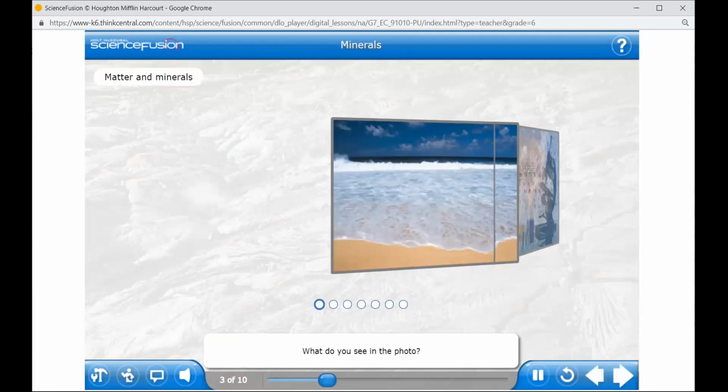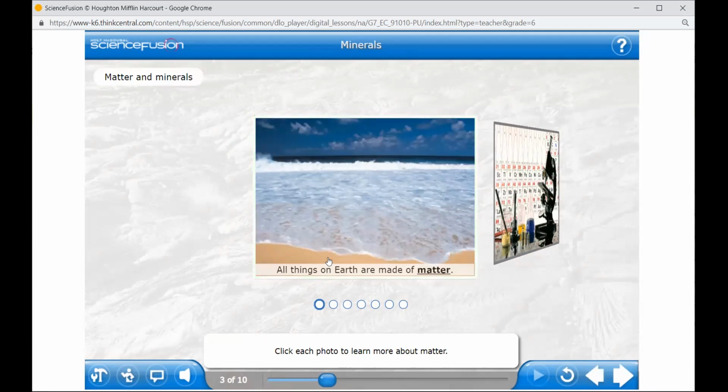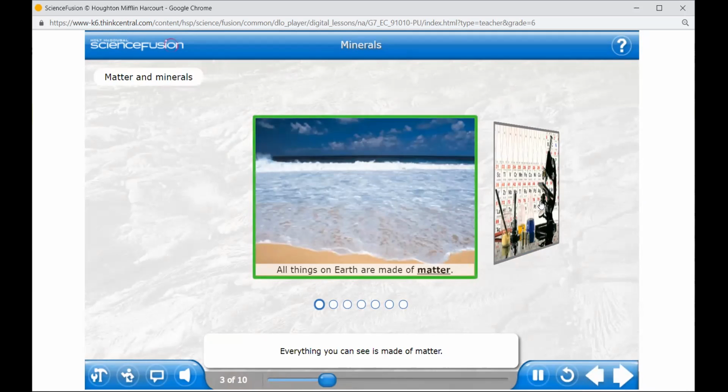What do you see in the photo? You see matter. Click each photo to learn more about matter. Okay, we'll learn about matter. Everything you can see is made of matter. Matter is anything that takes up space and has mass. So for matter, you must remember it has mass and it has space.